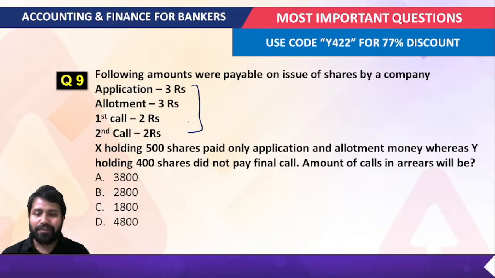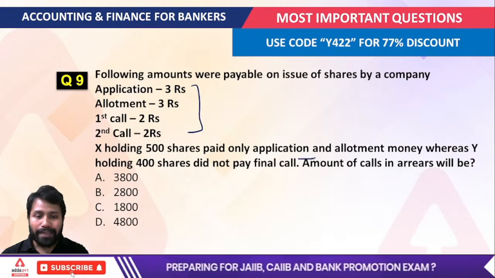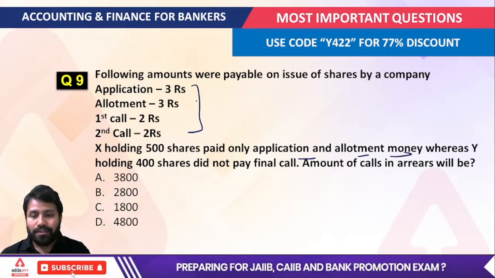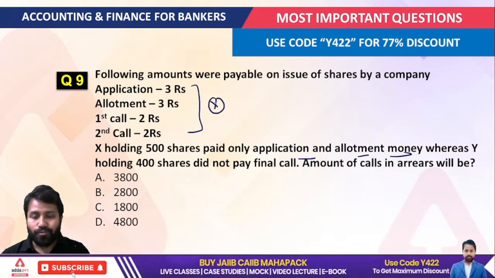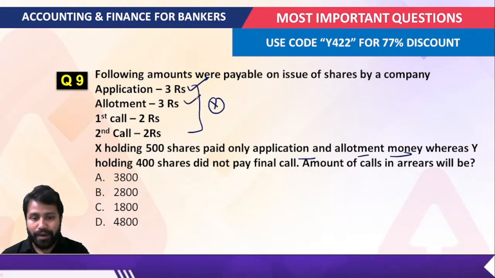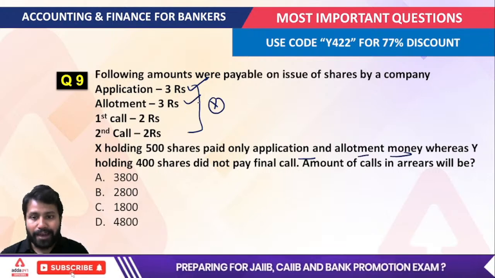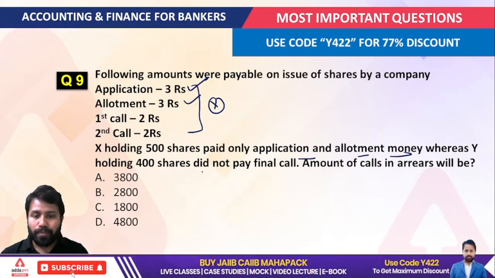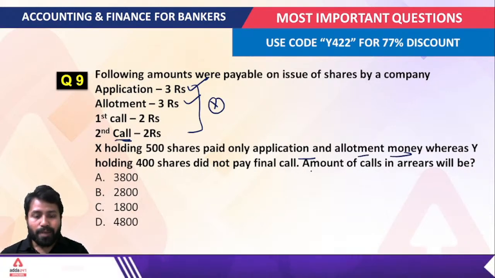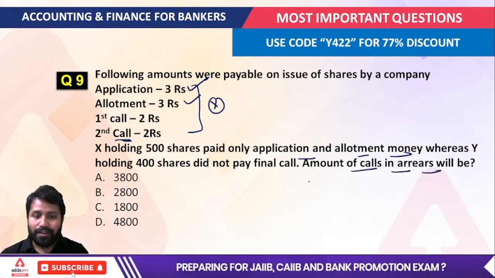X holding 500 shares paid only application and allotment money. So if I'm talking about X only, X paid this application and this allotment money. Whereas Y holding 400 shares did not pay the final call, or you can understand the second call. So the amount of the calls in arrear will be what?